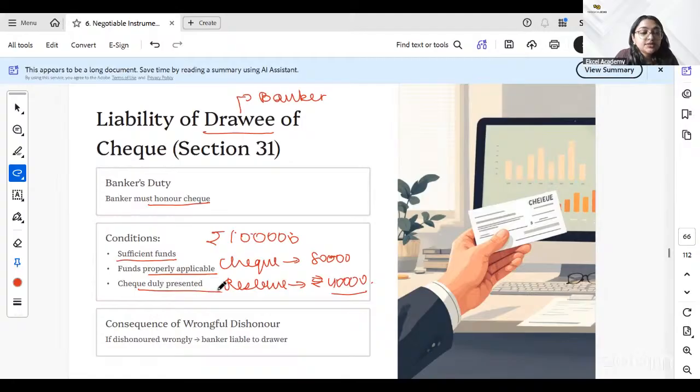If the check is duly presented and there is a wrongful dishonor, the banker is liable to whom? The drawer. So who is liable to the payee? The drawer is liable to the payee. Who is liable to the drawer? The banker is liable to the drawer.